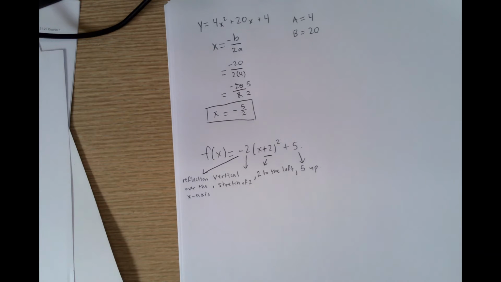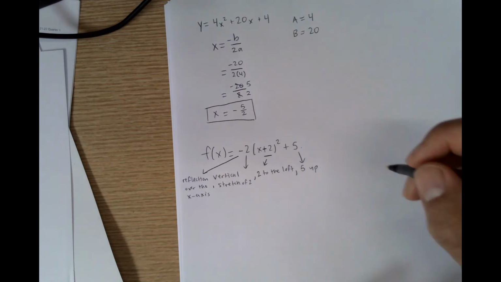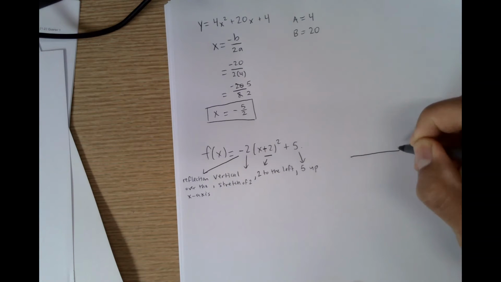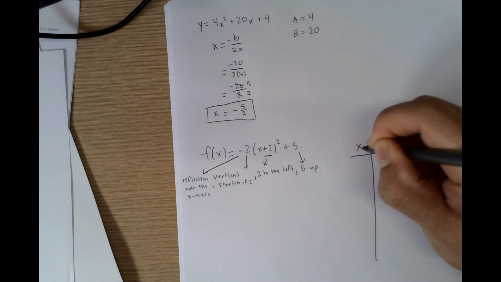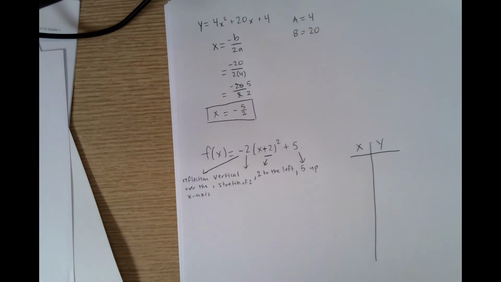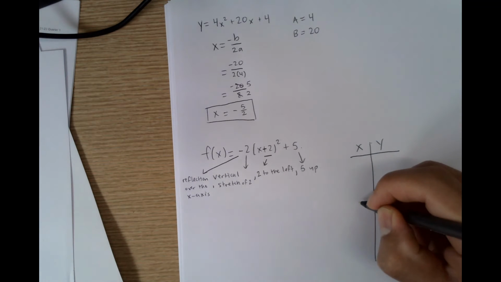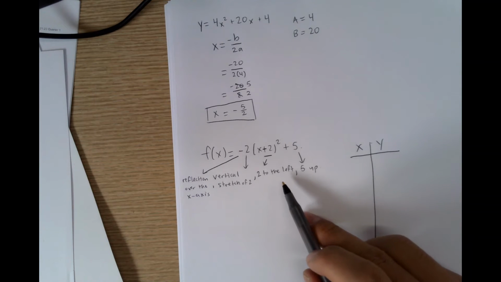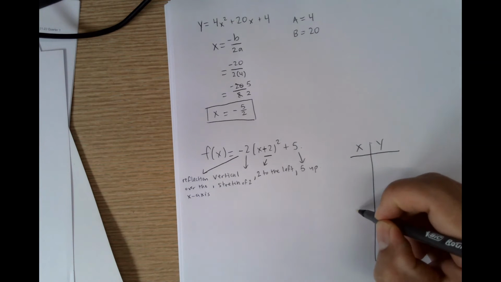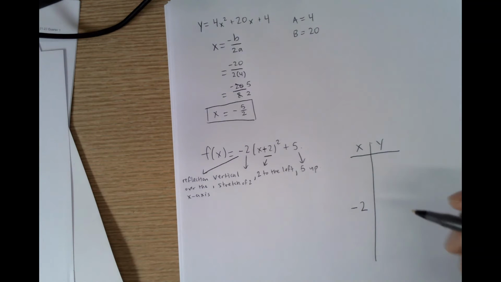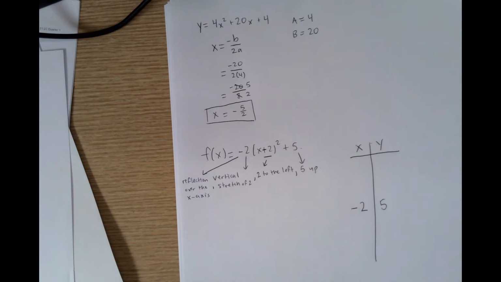How we identify which points to plot is that we want to make an X and Y chart. Here I'm going to put the vertex right in the middle. Since it's being moved 2 to the left and then 5 up, I can identify that my vertex is 2 to the left, which is negative 2, and 5 up, which is 5. So the vertex is negative 2, 5.